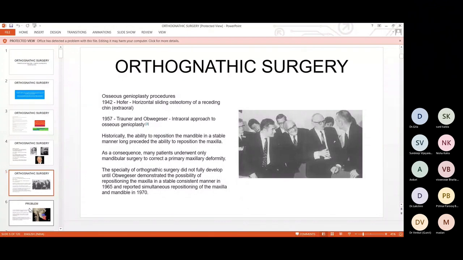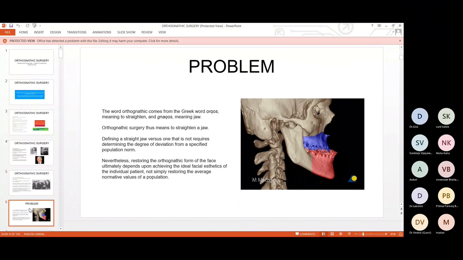So what is the problem when we come to think of it? The word orthognathic comes from the Greek word orthos, meaning to straighten, and gnathos, meaning jaw. Orthognathic surgery thus means to straighten a jaw. Defining a straight jaw versus one that is not requires determining the degree of deviation from a specified population norm. However, restoring the orthognathic form of the face ultimately depends upon achieving the ideal facial aesthetics of the individual patient, not simply restoring the average normal values of a population.